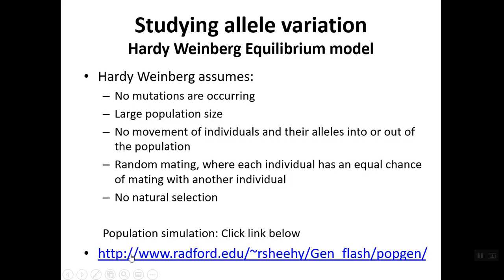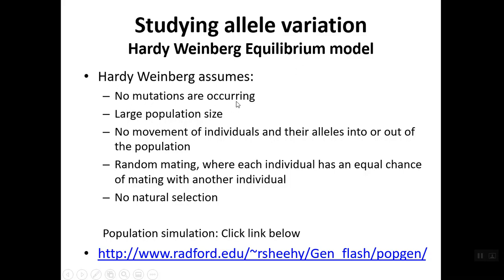There is a link here where you can simulate what actually happens to these equilibriums when you change population size. What you can see is that the equilibrium is disrupted as the population size is reduced. So large population size is a very basic and important point for the Hardy-Weinberg equilibrium model to be satisfied.